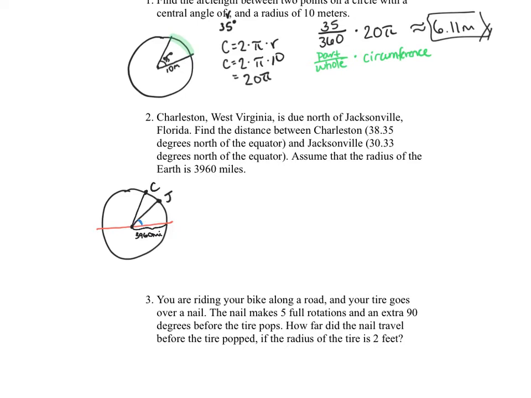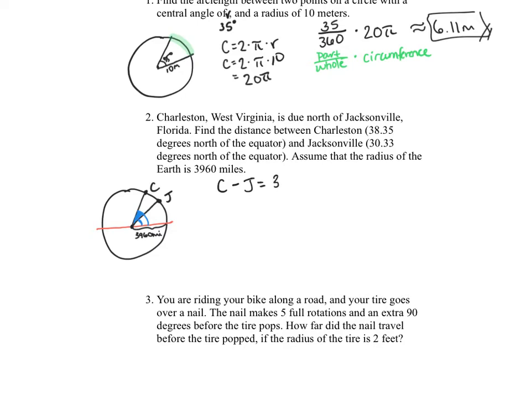For the picture, we know Jacksonville right here is 30.33 degrees. We know from the equator to Charleston is 38.35 degrees. So what we want to know is, if we're looking at that distance between Charleston and Jacksonville, we want this sliver right here. That's what we're going to be looking for. So in order to do that, I'm going to take the degrees of Charleston and subtract the degrees of Jacksonville, and it's going to leave us with what's left.